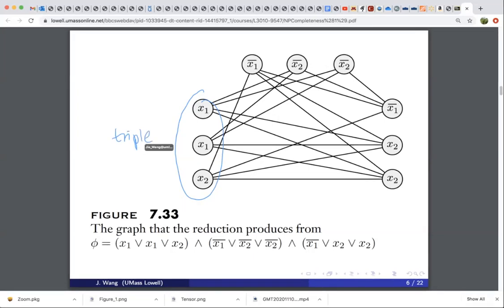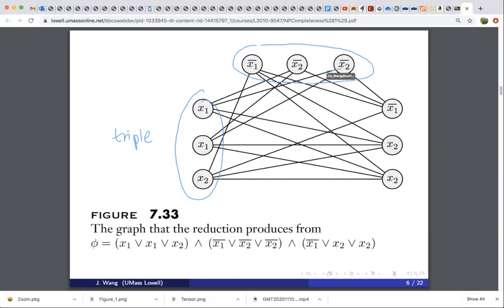So the edges are cross triples. For instance, for this triple and that triple, we'll check to see whether one is the negation of the other. If it is, you don't have an edge, otherwise you connect them. So you try X1 and X1 bar, you don't connect because X1 bar is the negation of X1. But you connect X1 with X2 bar, so you got this.